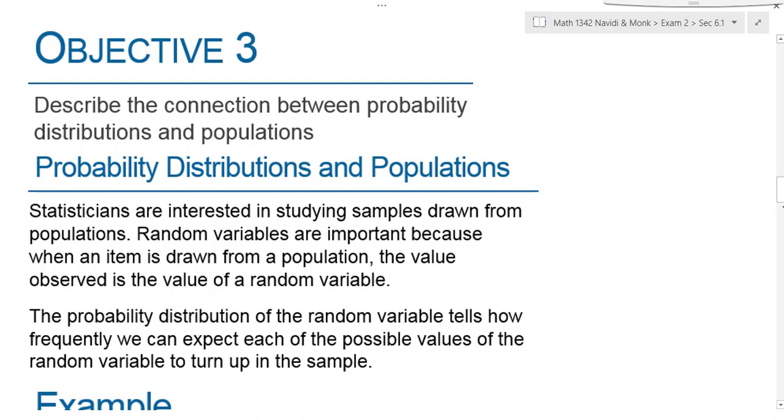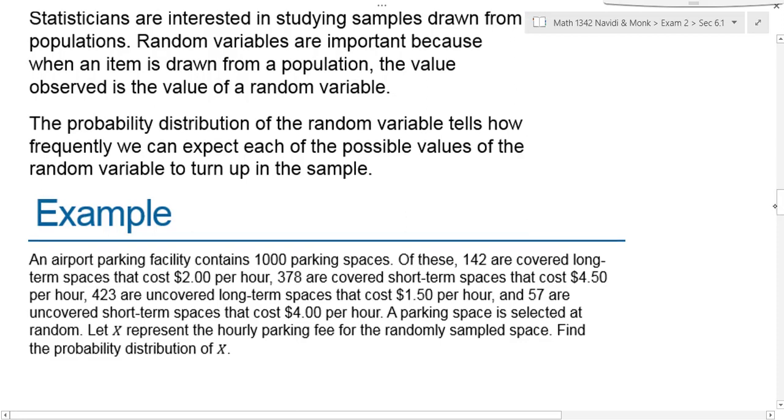Objective 3 is to describe the connection between probability distributions and populations. Statisticians are interested in studying samples drawn from populations. Random variables are important because when an item is drawn from a population, the value observed is the value of a random variable. The probability distribution of the random variables tells how frequently we can expect each of the possible values of the random variable to turn up in the sample space.